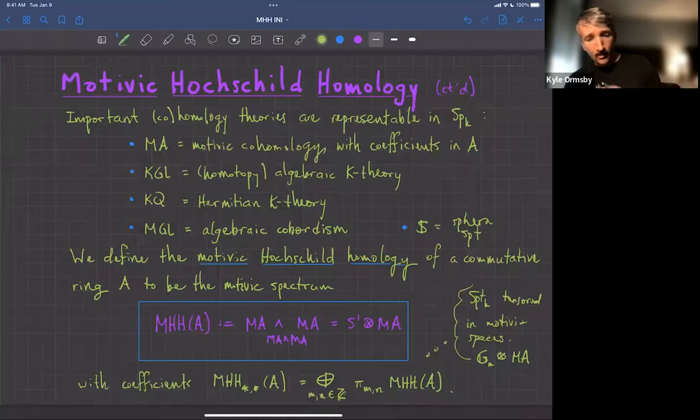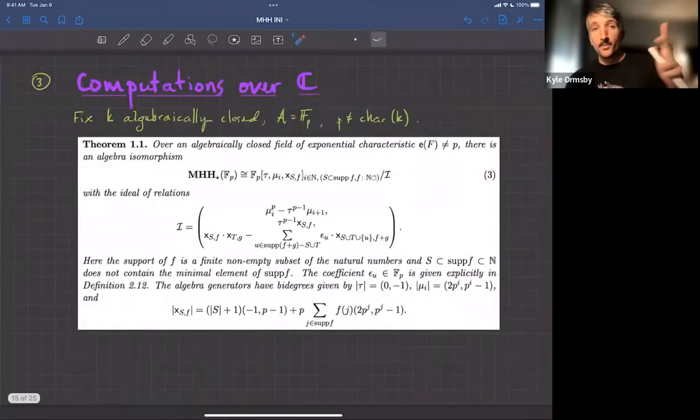Okay, so we have this definition here, which is what we're working with. And when I write this double star, I'll just be talking about all of the coefficients taken at once. We're going to compute this. I wrote over C here. This is really over any algebraically closed field of characteristic different from p, where we're working with F_p. And this is the theorem statement. So there's plenty to unpack here.